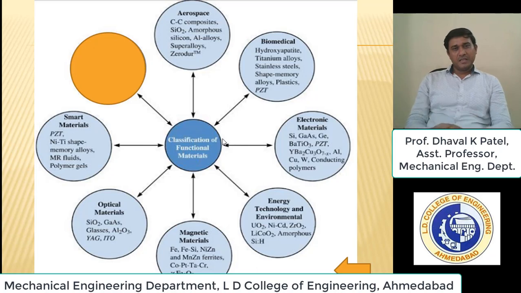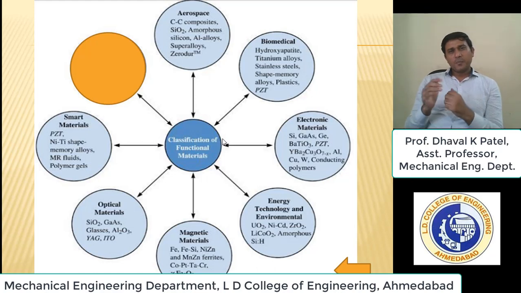Now the functional materials. Functional materials are classified according to the functional area. For example, aerospace materials, biomedical materials, electronic materials, energy technology and environmental materials, magnetic materials, optical materials and smart materials. Right? आपको मालूम है कि aerospace material के अंदर composite material कौन से होते हैं, तो उसका नाम ही हो जाता है कि भाई this is the aerospace material. Like for example, aluminium alloys and super alloys are used mostly in aerospace.